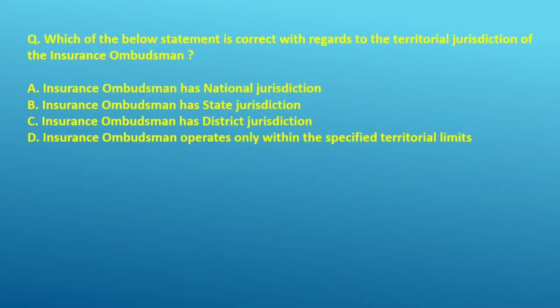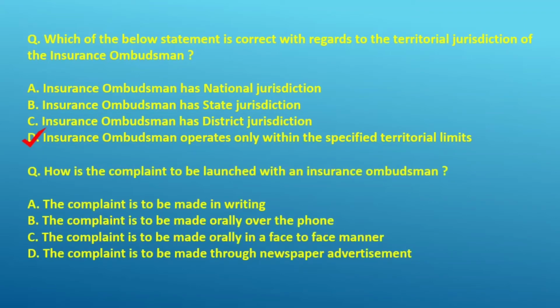Next is, which of the below statements is correct with regards to the territorial jurisdiction of the insurance ombudsman? All of you know that every ombudsman has a specified area and they have to operate within that area. So the correct answer is D, insurance ombudsman operate only within the specified territorial limits. Next is, how is the complaint to be launched with the insurance ombudsman? The correct answer is, the complaint is to be made in writing.